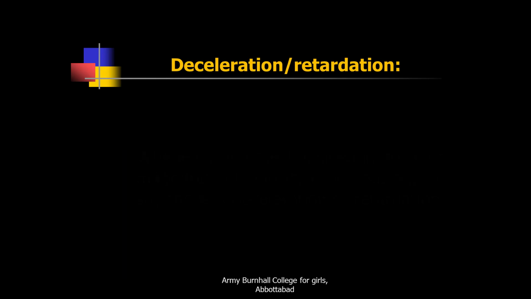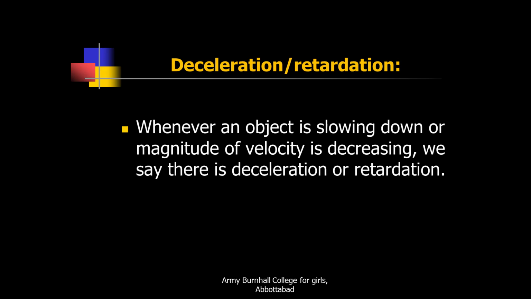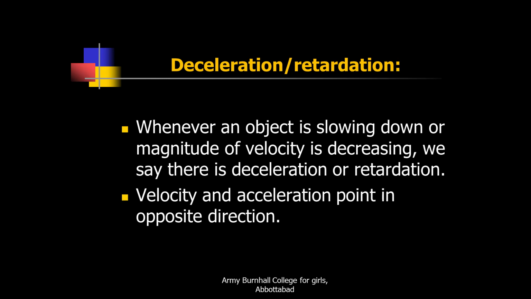Then deceleration or retardation. Whenever an object is slowing down, or the magnitude of velocity is decreasing, we say there is deceleration or retardation. Velocity and acceleration point in opposite directions in this case. Velocity is always in the direction of motion, but acceleration may or may not be in the direction of motion. It could be opposite to that. So velocity is always in the direction of motion, but acceleration is not always in the direction of motion.